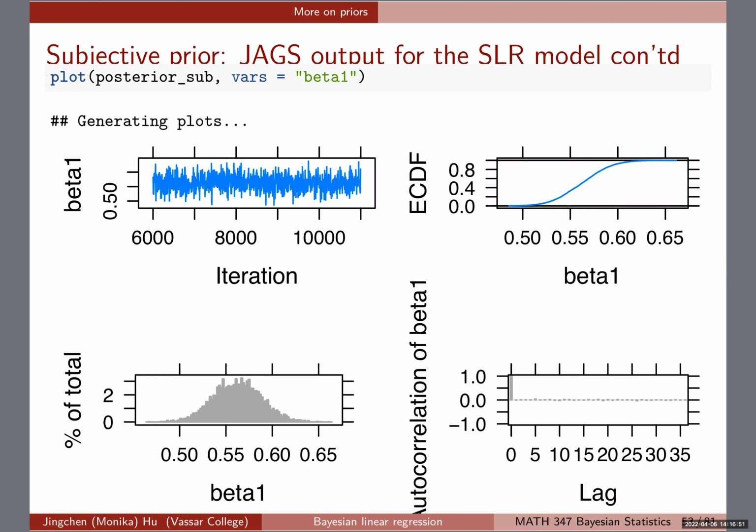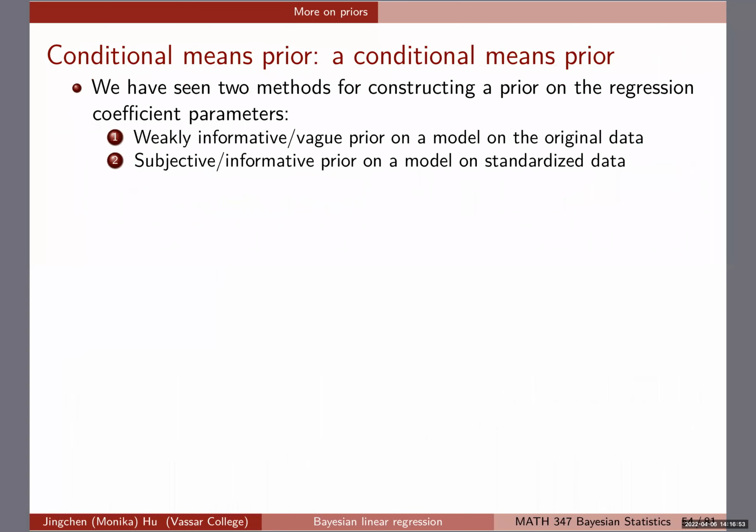Okay, another type is what we call the conditional means prior. You will see that we'll do this for lab 5 as well. I want to give you an overview, and then whatever time is left, you can keep working on lab 4, or if you want to start on lab 5, I posted the files already, so you can take a look as well.